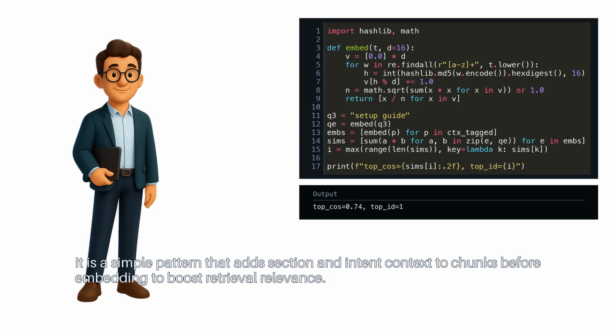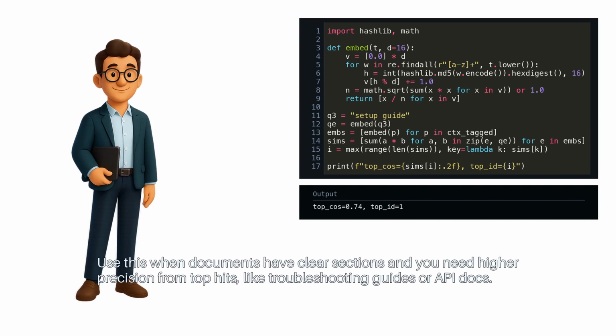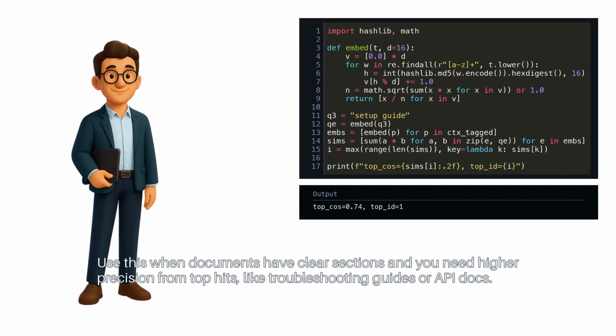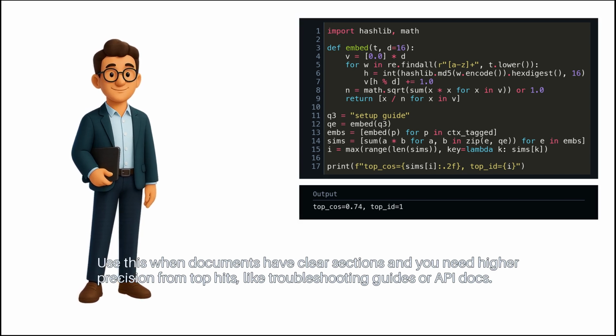Recap: it is a simple pattern that adds section and intent context to chunks before embedding to boost retrieval relevance. When to use it: use this when documents have clear sections and you need higher precision from top hits, like troubleshooting guides or API docs.